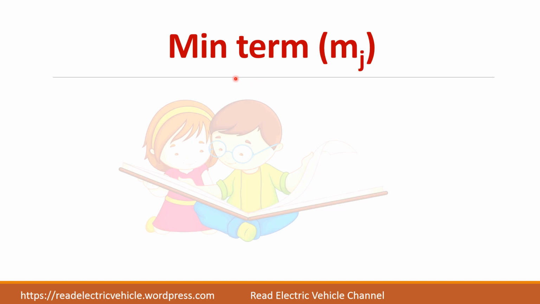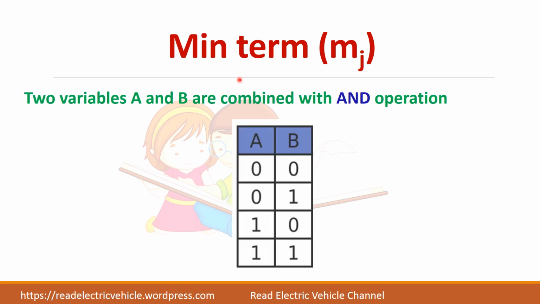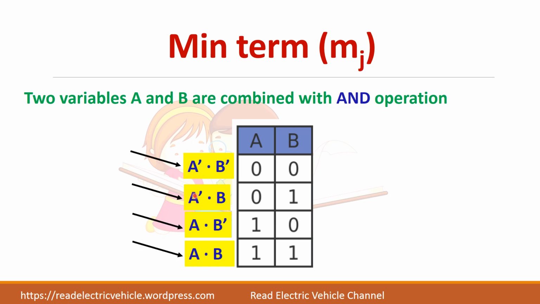Let us see about minterm first. So the two variables have 4 combinations and they are combined by this AND operator or dot product. So here 0 0, A dash B dash, A dash B, A B dash and A B. So 4 combinations for 2 variables. Now each of these combinations we call a minterm. So 4 minterms are here.